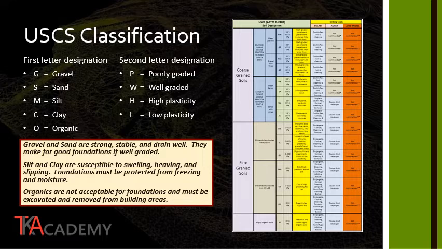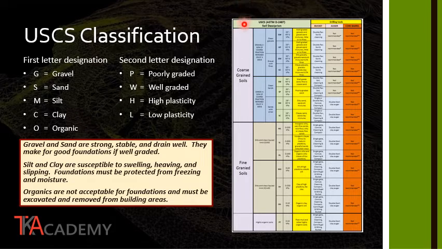The second letter designation further defines what the soil properties are. This could be one of the previous designations of gravel, sand, silt, clay, or it can further define the soil properties with P and W for poorly and well graded, and H and L for high plasticity and low plasticity.